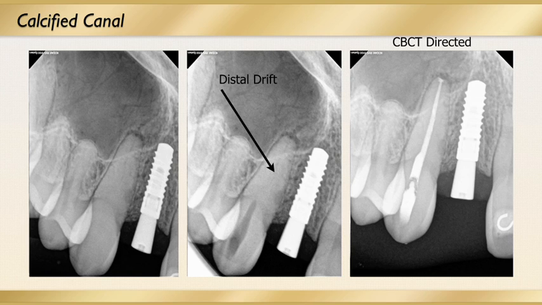I was distally drifting. I took a cone beam and I was able to find the canal, 1 millimeter to the mesial, 1 millimeter to the lingual. The cone beam directed exactly where the canal was, and I was able to get a nice result.